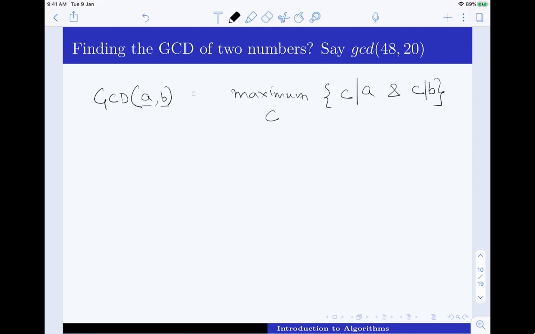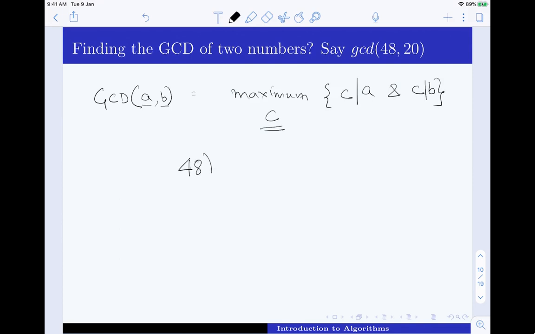Now, there are some very obvious ways of finding this GCD. We will come to that. I mean, we all know, right? You can just go over all possible C and you will get it. But if you recollect, there was some other algorithm that was also done. If you have forgotten, maybe you should recollect what that algorithm is.